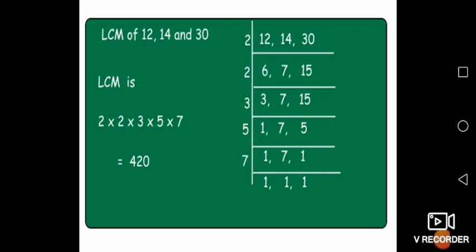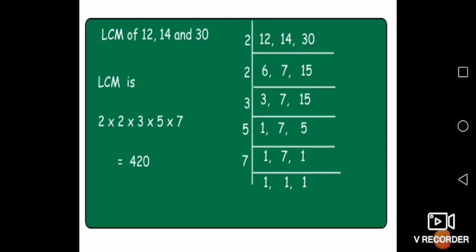In this slide you will find an example of finding the LCM of three numbers using the division method. So let's start. In this question you have to find the LCM of 12, 14 and 30. We will write them in division form: 12, 14 and 30. The first prime factor is 2. We'll start with 2: 2 sixes are 12, 2 sevens are 14 and 2 fifteens are 30.